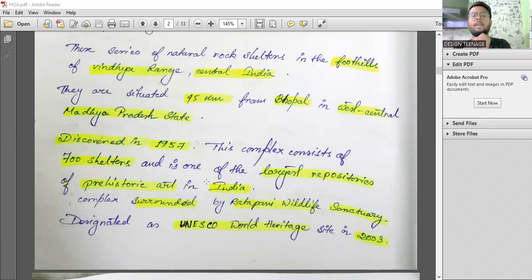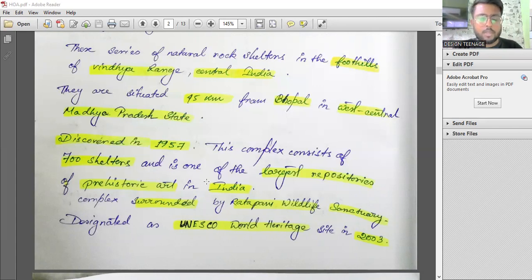The simple thing is that there are several repositories of ancient art, out of which this is one where we see a number of artworks done at one place. You can understand, 700 shelters, each one of them having something, in a very vast sense.